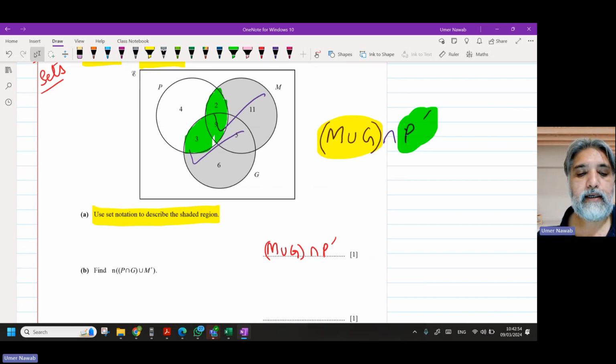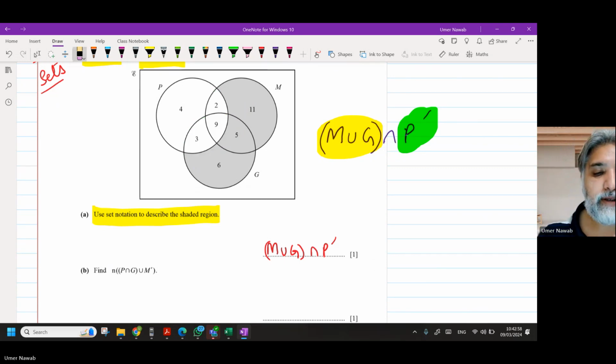Next thing is, guys, he says, can you find the number of elements? Now, N represents number. So 4 is a number. There are 4 people inside P. 4 is not an element of the set P. 4 represents the number of students who are taking only physics. Yani these are those guys who are taking only physics. 11 is only maths. G is only geography.